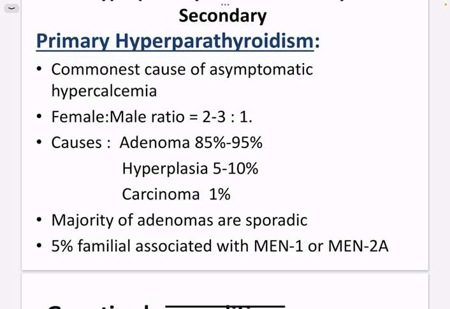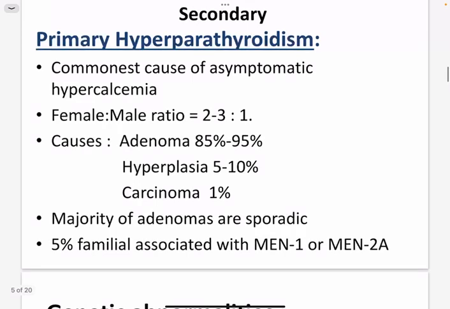The commonest cause of asymptomatic hypercalcemia. يعني يكون عند البيشنت non-specific symptoms بس ما في overt symptoms to give an indication إنه البيشنت عنده hypercalcemia. بيعمل blood test for other reasons يطلع عنده hypercalcemia asymptomatic مش عامل له symptoms. So the commonest cause of asymptomatic hypercalcemia is primary hyperparathyroid, more common in females, and the most common cause of primary hyperparathyroidism is an adenoma in 85 to 95% of the cases.